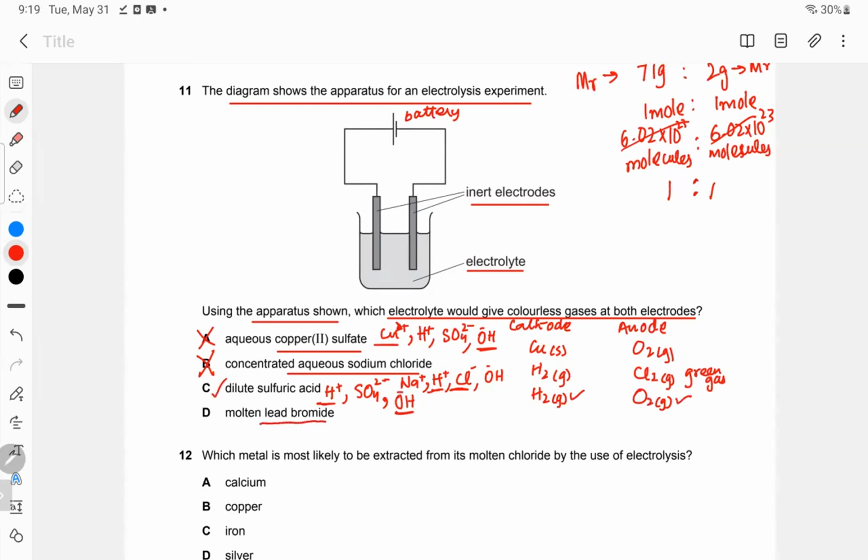And here we are talking about molten lead bromide. It's molten, so it means we have only lead 2 positive ions and bromide negative ions. And at the cathode we are going to get lead solid. So that's why D goes wrong as well. So C is for sure our correct answer. Is this clear to everyone? Yes, sir. If there is any confusion, please ask.